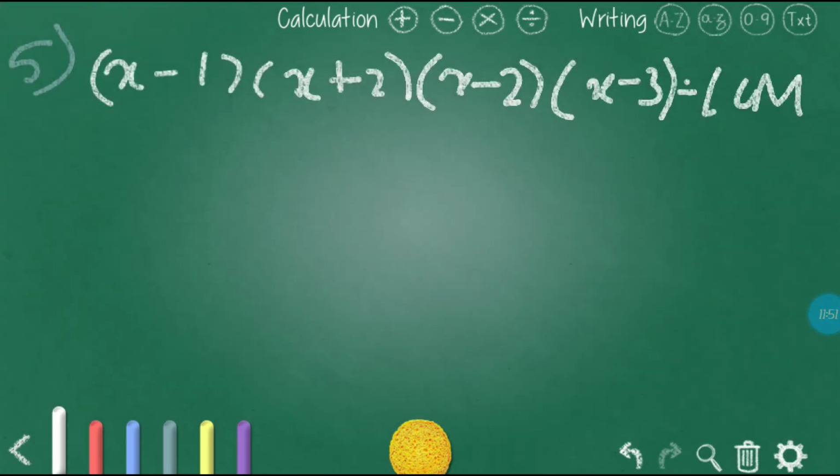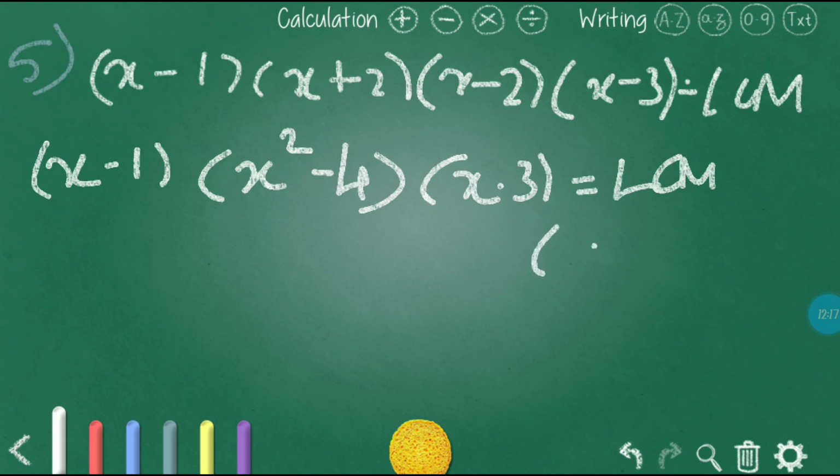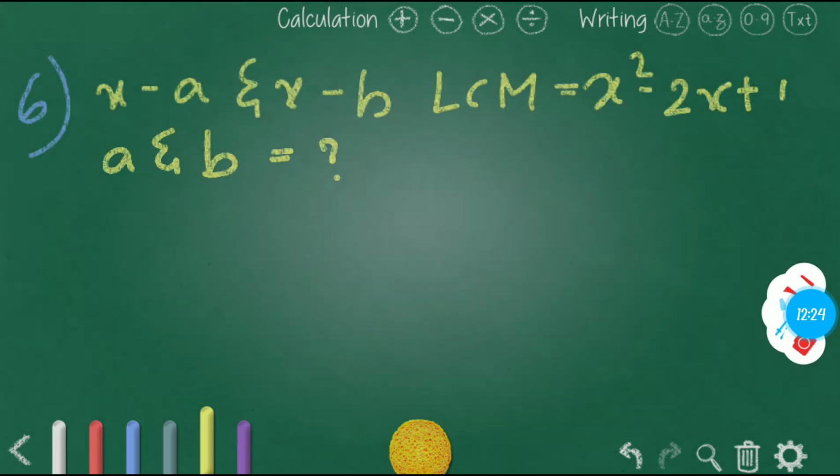I'll rub the full board again. This is one step. So I wrote the previous steps again on the start top. Only one step I wrote because it will be easy for us to understand. So this one we can multiply, right? Yeah. So we are going to do that. So x minus 1 as it is, you write, then this will become x into x square, and plus 2 into minus 2 minus 4 into x minus 3 is equal to LCM. So option is C. Okay, just note it down and mark the option.